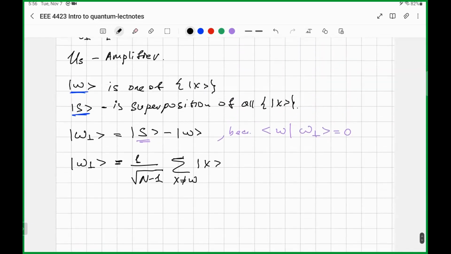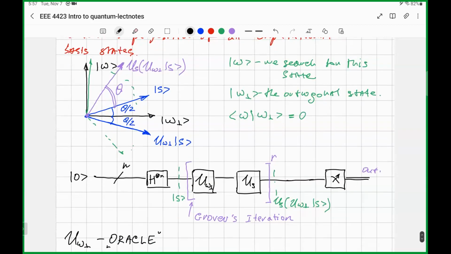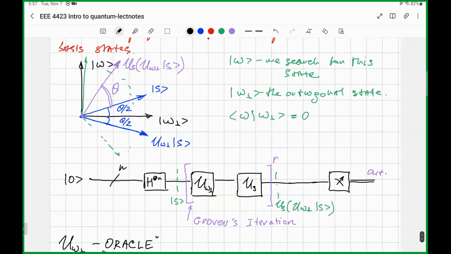Very good. So at the same time, let me return back to this picture. At the same time, we use this omega state and omega orthogonal state as the basis to represent the other vectors in this Hilbert space. And we of course can represent this state vector S by the projections of these vectors to the basis vectors omega orthogonal.